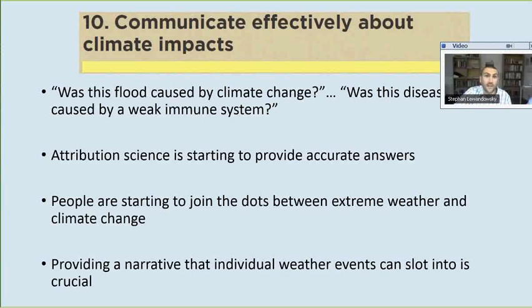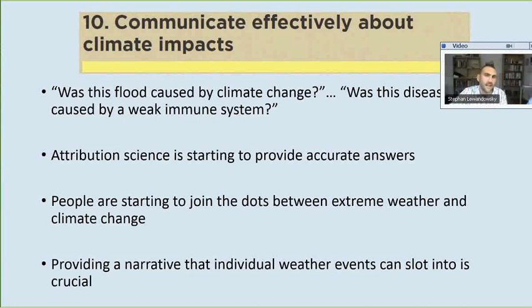And attribution science, which is the science that estimates the extent to which any particular weather event was caused by climate change, or how much more likely it was made to happen because of climate change, is developing, and it's developing quickly, and it's starting to provide more and more accurate answers. But, of course, it is true that we're never going to be able to give an easy, simple, quick, real-time causal link between a particular event and climate change.